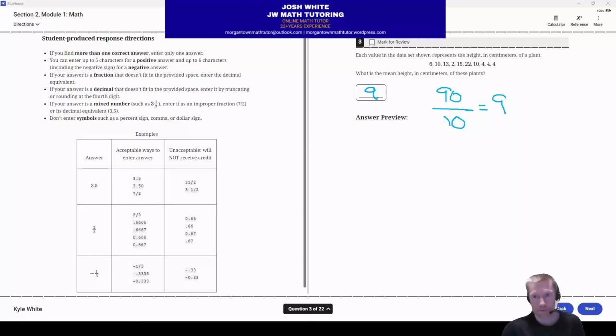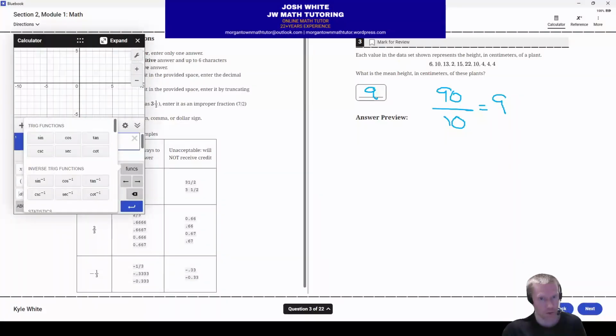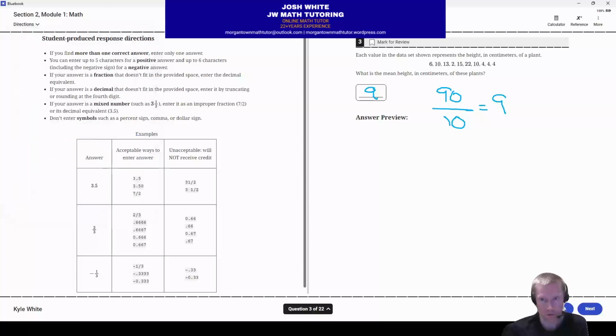However, if we go into the Desmos calculator, what you can also do is you can go to the functions thing here and select mean, and then you can just type in all the values. And then it just gives us 9. So you don't have to bother adding them all up and then dividing by 10. There's a mean function built into the Desmos calculator, so you can just use that and get it straight from that.